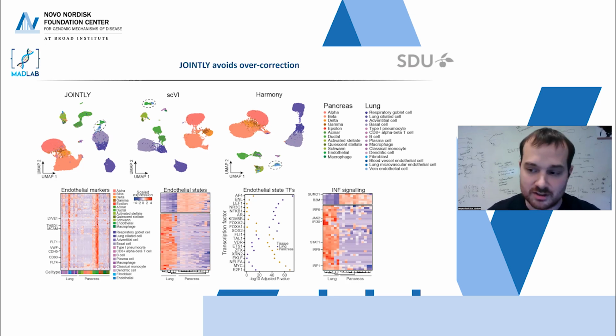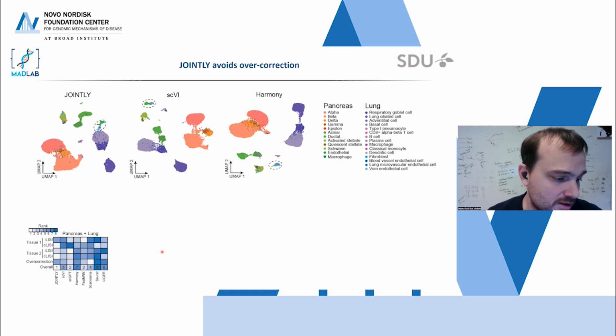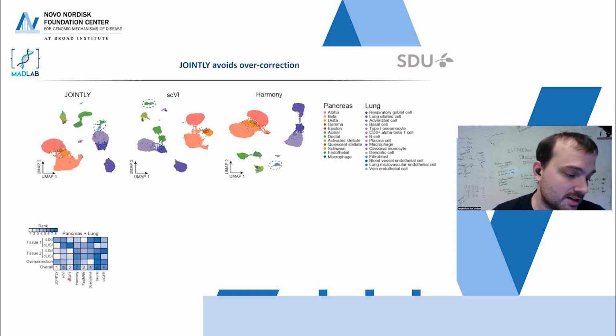We can summarize all of this again down to a few ranks. So here we have ranks that indicate how well the methods integrate cell types and remove batch effects within each tissue, and then also how much it overcorrects, and we can then summarize that into an overall rank. And actually SCVI is getting a lower rank here, primarily because it is struggling a bit to resolve some of the pancreas data here in the middle.